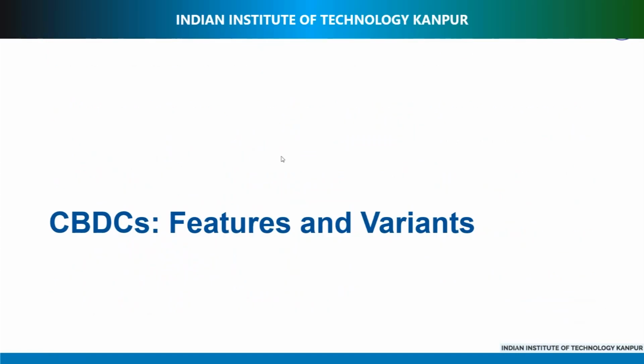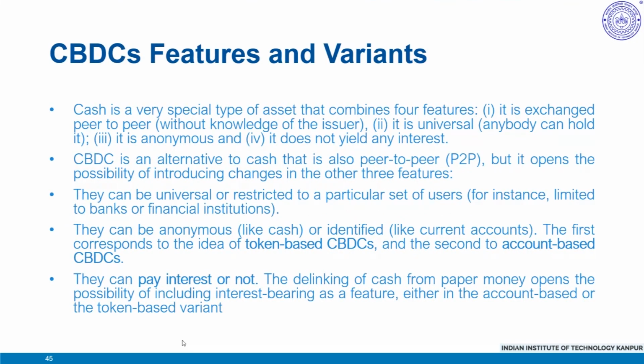In this video, we'll discuss some of the variants of CBDC and their key features. To begin with, cash is a very special type of asset that combines four features. It is exchanged peer-to-peer without the knowledge of the issuer. It is universal, anybody can hold it in the physical form. It is anonymous, so if you are holding the physical cash, you don't have to provide your identity or any such KYC verification. It does not yield any interest. So if you are holding physical cash, you will not get any interest.